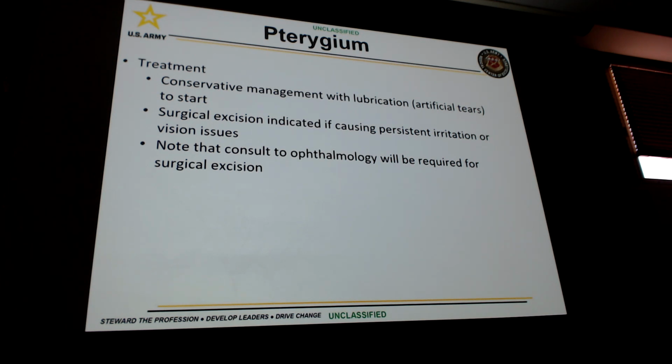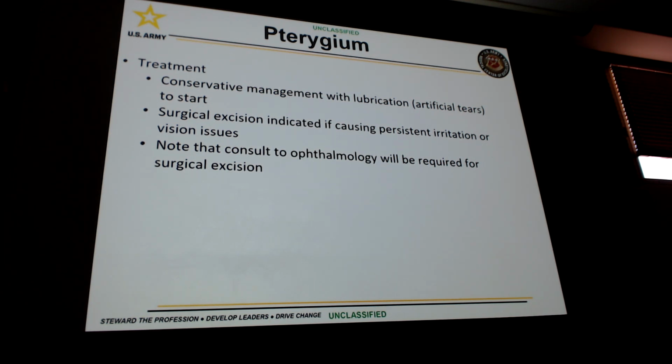So surgical excision for pterygiums will occur when it's causing visual issues. Now, obviously, if it's growing over the visual axis, that's going to cause visual issues. But if it's not necessarily over the visual axis, but it's pulling on the cornea, that's going to change the patient's prescription and constantly change it. They'll also excise the pterygium in that case.